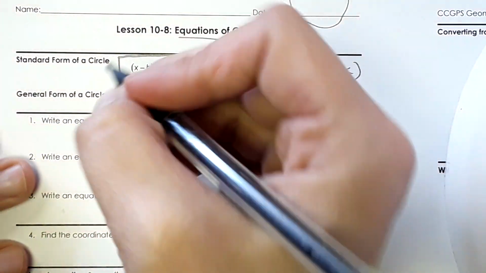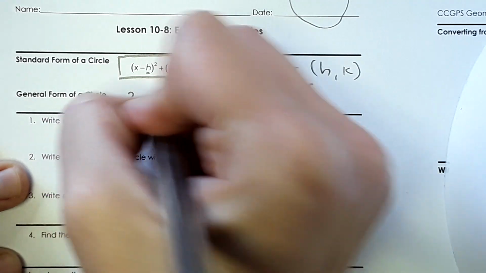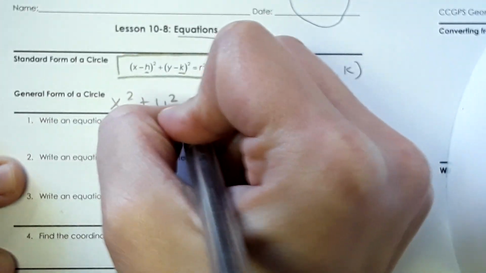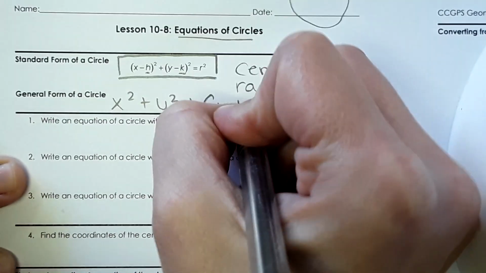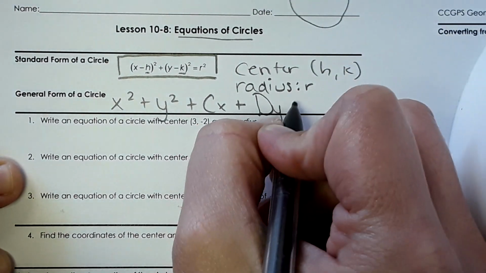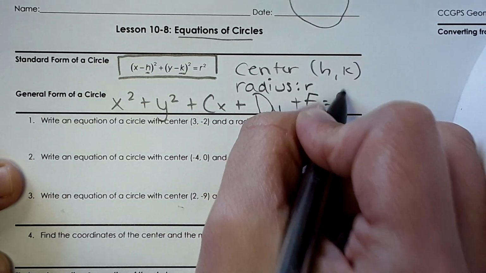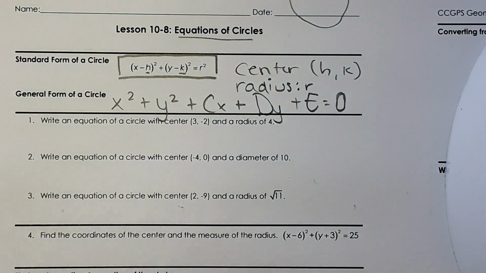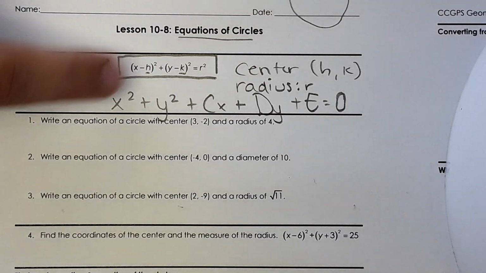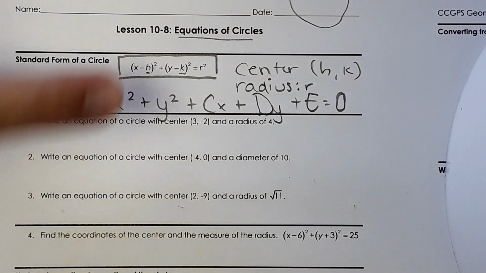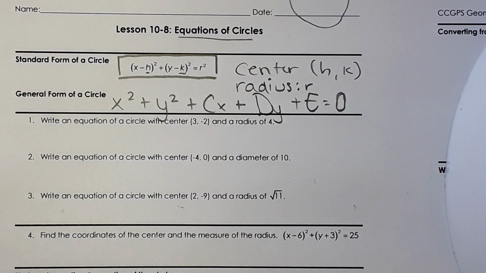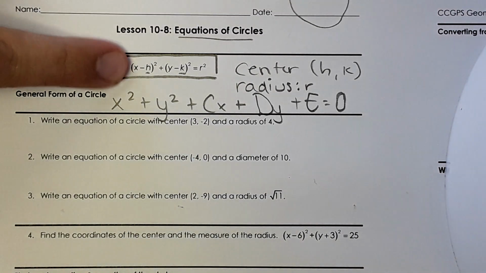Okay, so general form is x squared plus y squared plus cx plus dy plus e equals 0. Like I said, this is more on the other side. We're going to specifically focus on this one first, and all of the homework questions pertain to this equation.